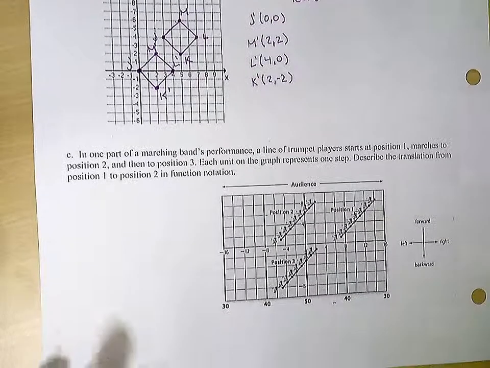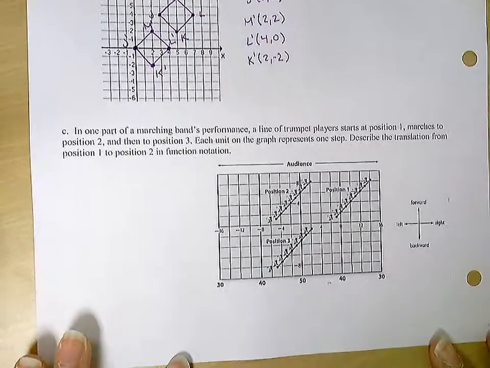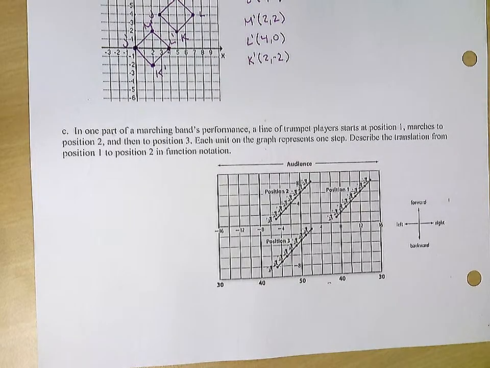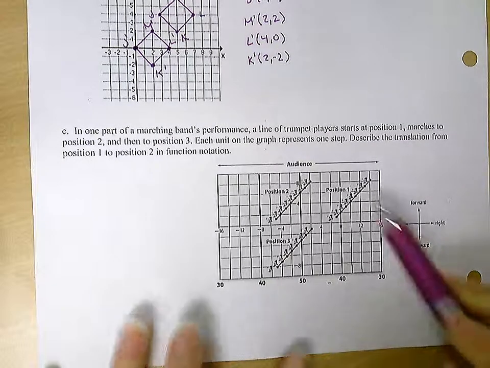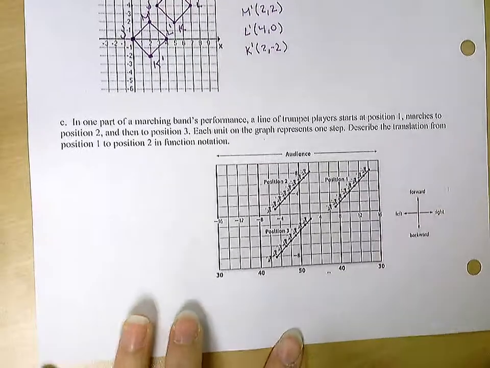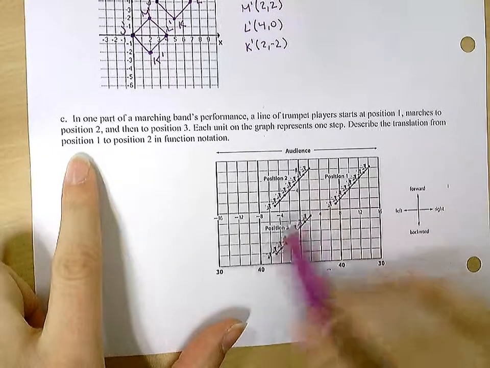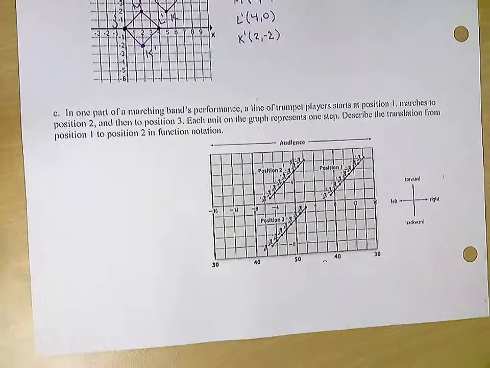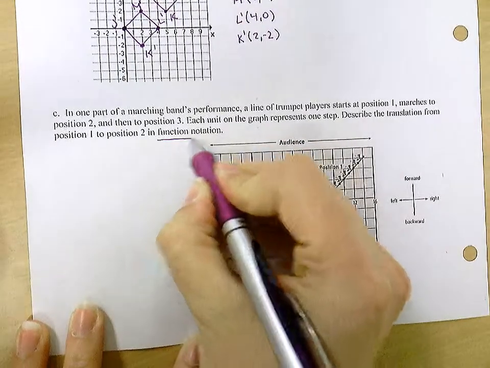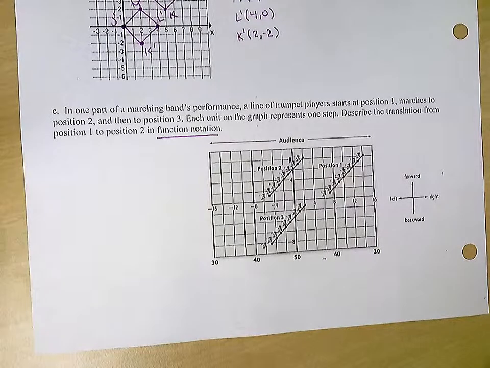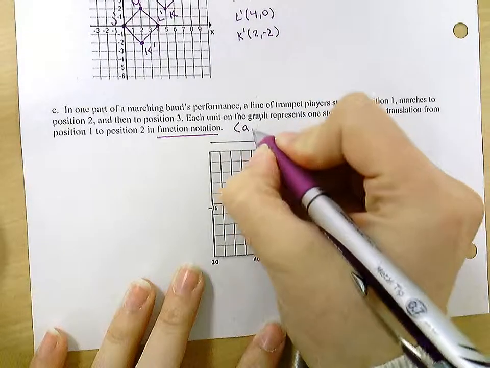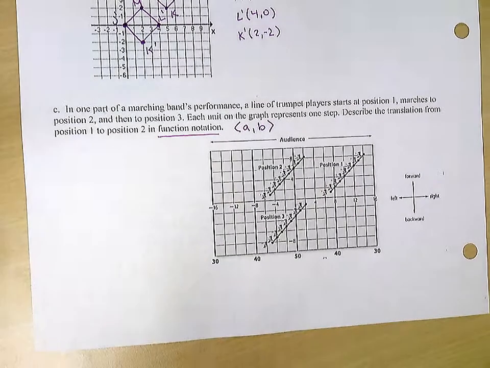All right, last problem here. In one part of a marching band's performance, a line of trumpet players starts at position 1. Okay, that's right here. Marches to position 2, so over here, and then to position 3. Each unit on the graph represents one step. Describe the translation from position 1 to position 2 in function notation. So if it asks you to do this in function notation, okay, it's talking about the vector that they're using. So you're writing it as A, B in your arrowed brackets.